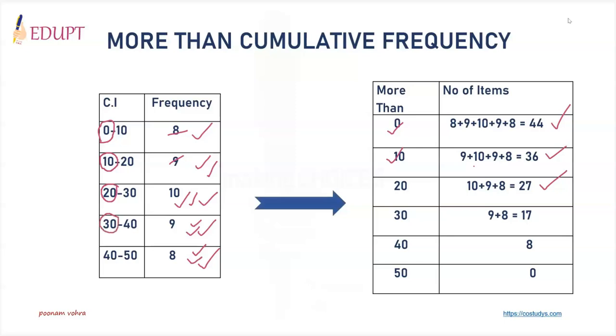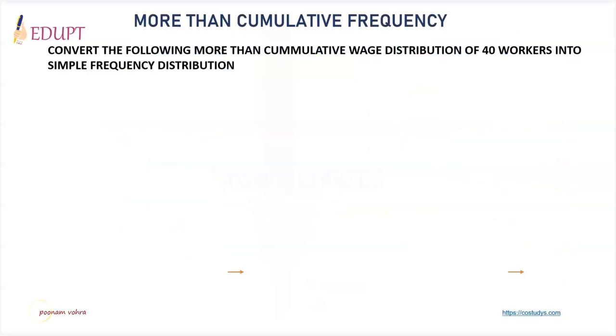In that case, even 10 is not there. So it will be 9 and 8. So it is 17. Next is more than 40. So 9 will also not be there. We are left with only 8. Now the next limit is more than 50. More than 50 there is none. So it is 0. You have understood how one can make a cumulative frequency distribution series.